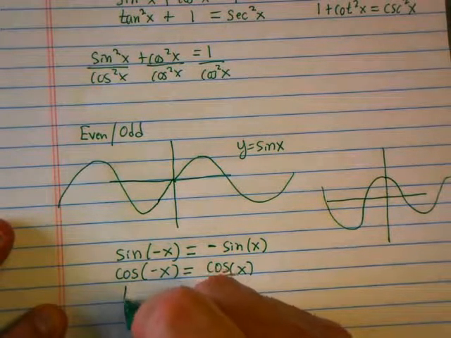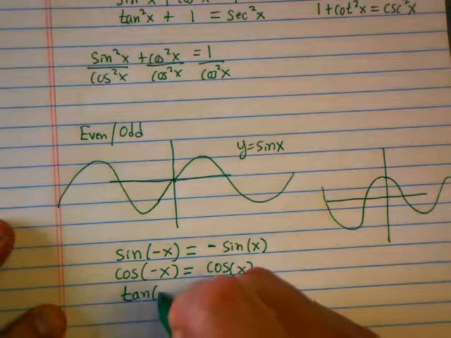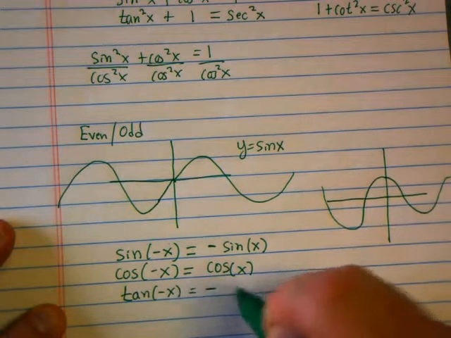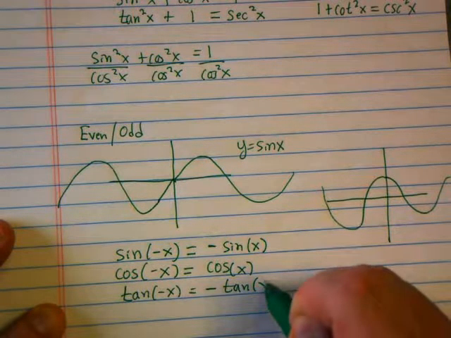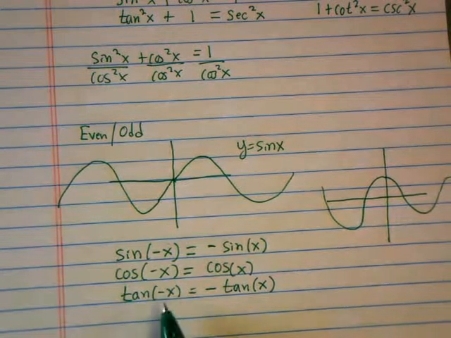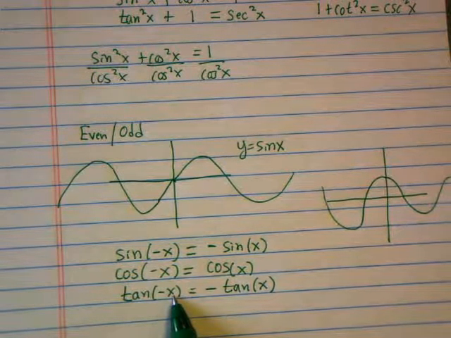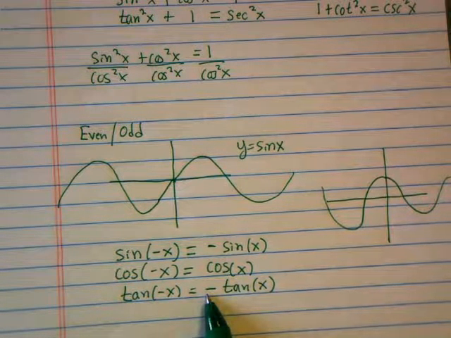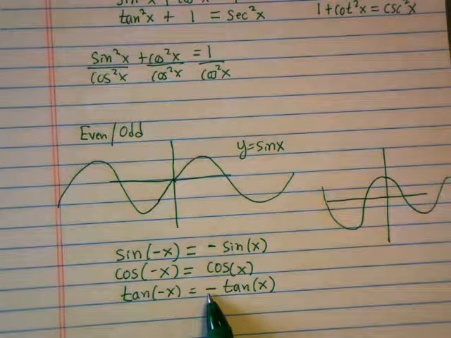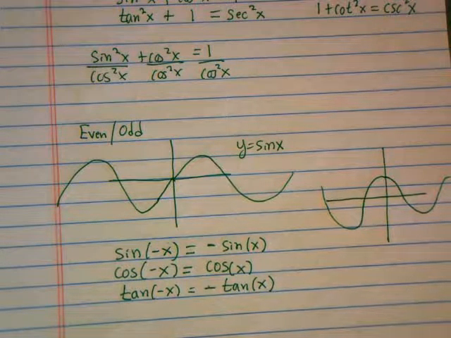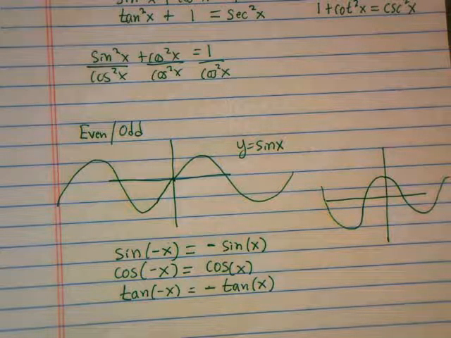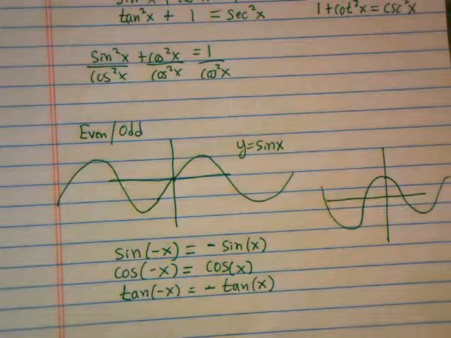Tangent is also an odd function. So for tangent, negative signs come out front. And same deal. If I give you a negative angle, something down in quadrant 4, tangent is negative down in quadrant 4. So those are all identities. That's correct. Those are three more identities. The last ones I don't think we've talked about.